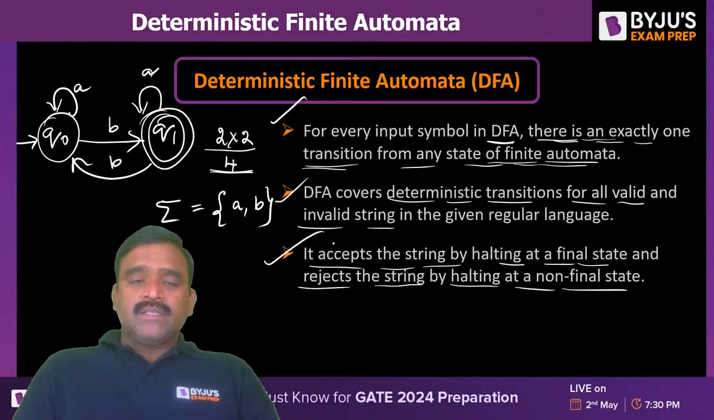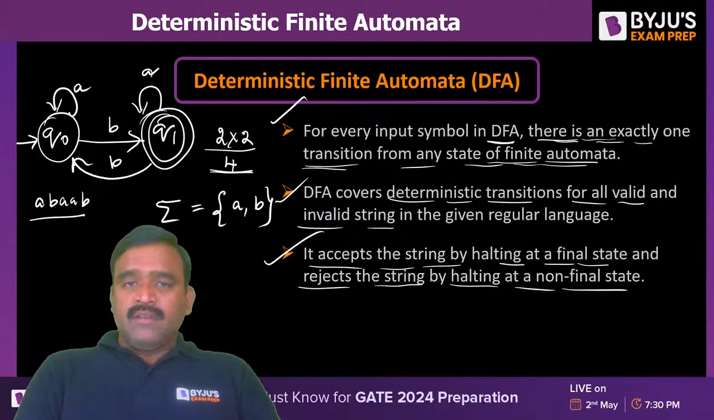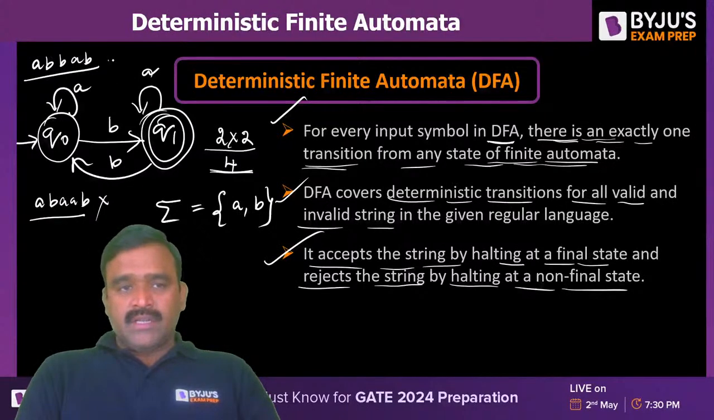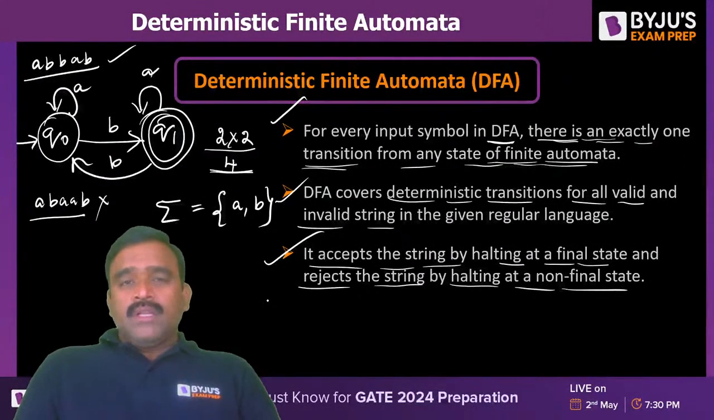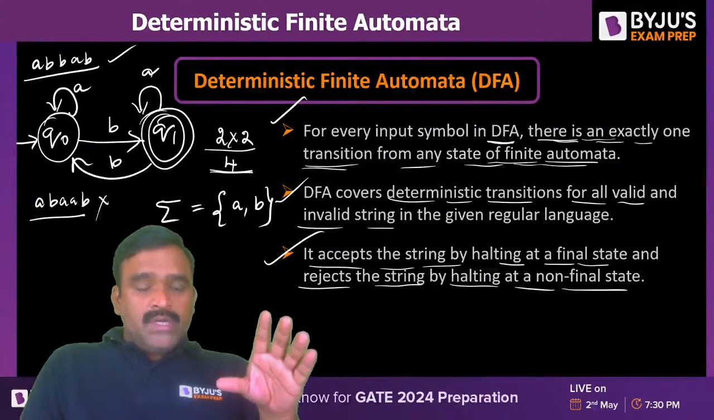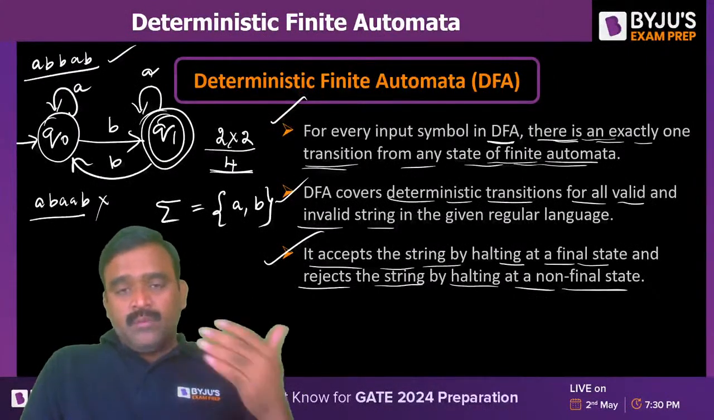Halting, in the sense, let us suppose I am taking A, B, for example. So for A, B, there is exactly one path and it is halted at a non-final state. So this won't be accepted. Similarly, if you take something like A, B, for example, it is halted at a final state. So it is recognized. So it is accepting an odd number of B's over any number of A's. So this is how the DFA condition is. What is the DFA condition? Every state should have all inputs, but only one transition for one input. Multiple transitions are not possible.